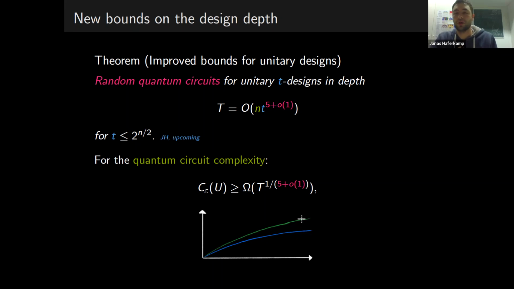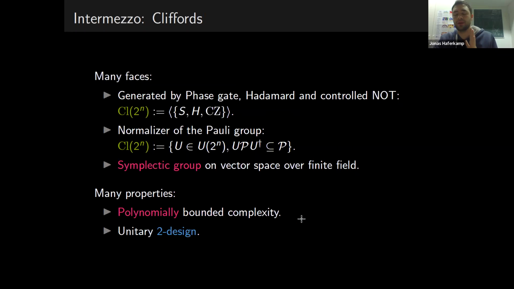So what I want to talk about next is how this bound can be improved. I don't want to get too much into the details because it's a very long and complicated paper. But I want to explain some of the techniques that go into it in order to emphasize the parallels to the second result that I'm going to talk about. And for this, I need you to follow me a bit to the Cliffords.